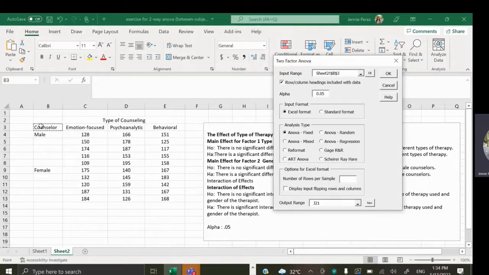Okay, so I will now highlight. The first one is we will input the data range, highlight this. So we have Excel format, row column headings included with data. And we check ANOVA, and we have fixed independent variables. What is a fixed independent variable?